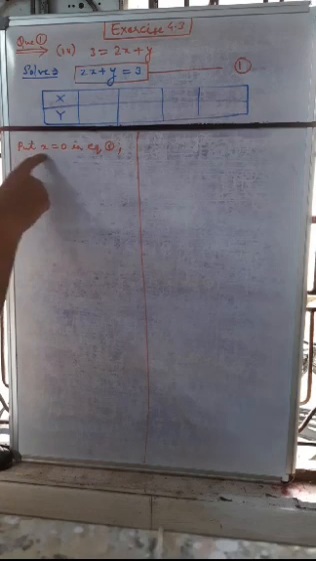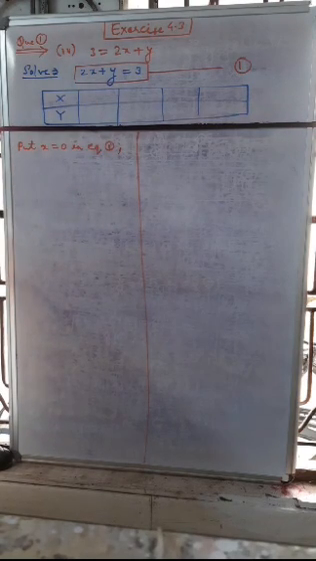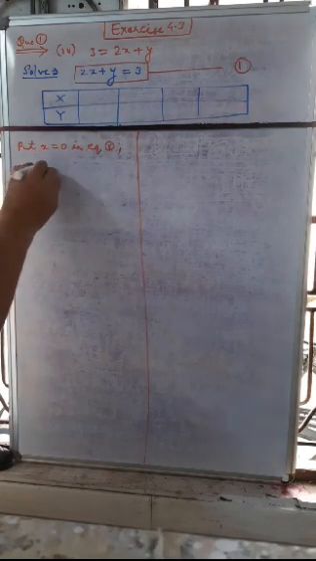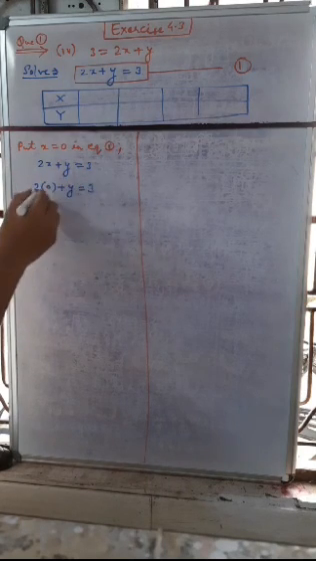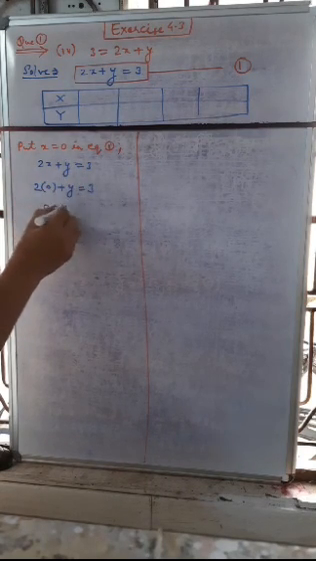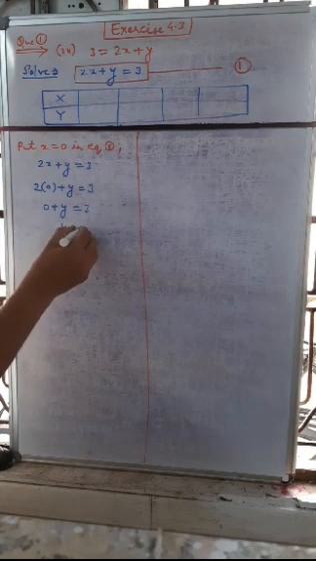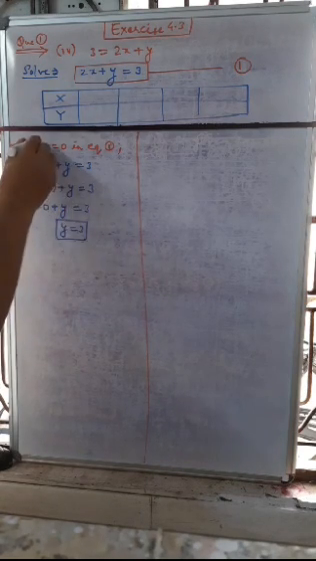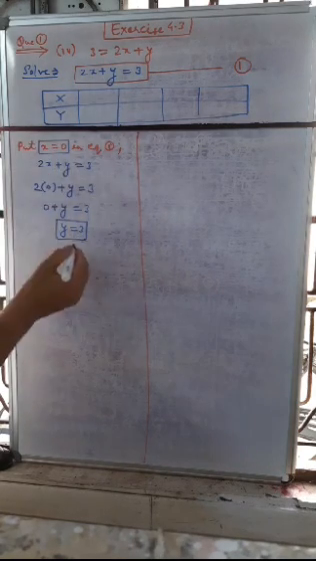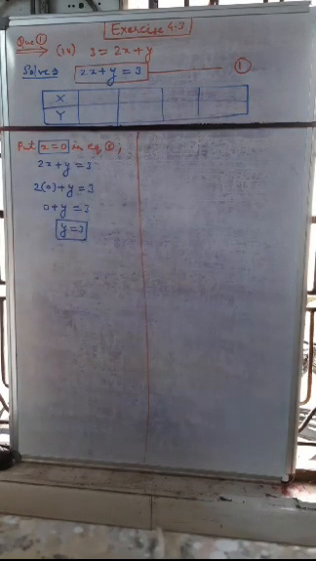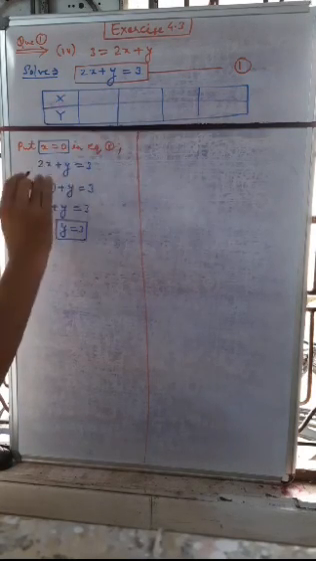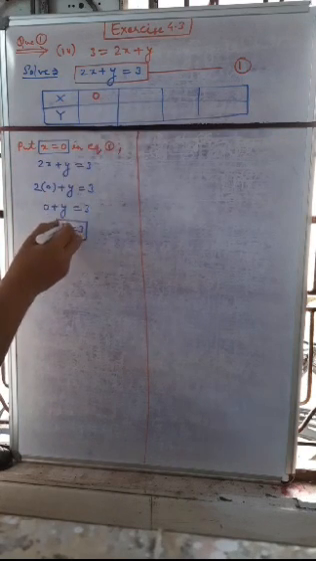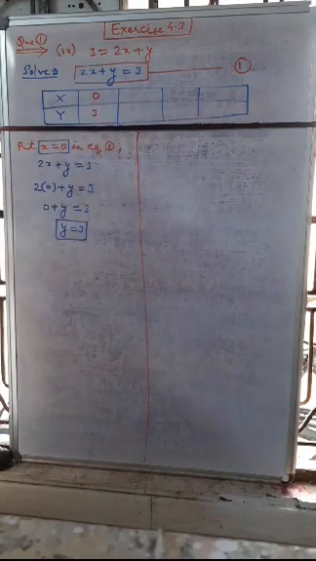Now I am putting x is equal to 0 in equation 1. We have the equation 2x plus y is equal to 3. So we put 2 into 0 plus y is equal to 3. That means 2 zeros are 0, plus y is equal to 3. That means y is equal to 3. So when we put x is equal to 0, we got y is equal to 3. We will write these values in the table: in place of x we put 0, and the result we got is y is equal to 3.